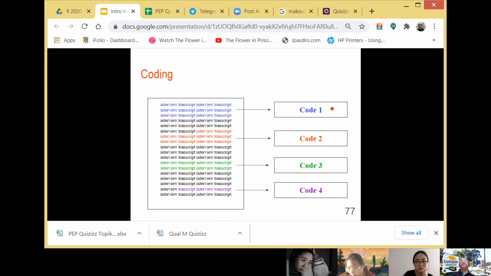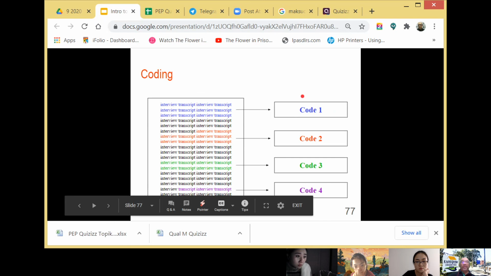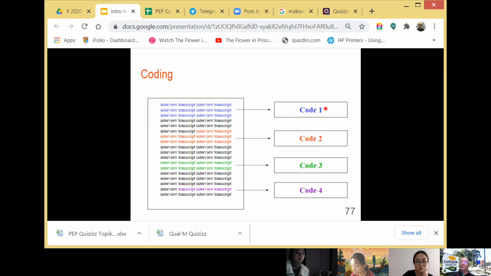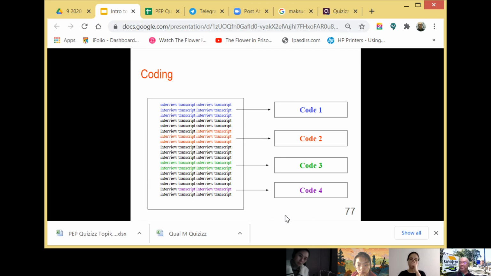So you have the codes here. You don't write code 1, code 2, code 3. Just put, for example, code 1 is about leadership, code 2 is about human relations, code 3 is about motivation, code 4 is about challenges. So that's our example of the codes.